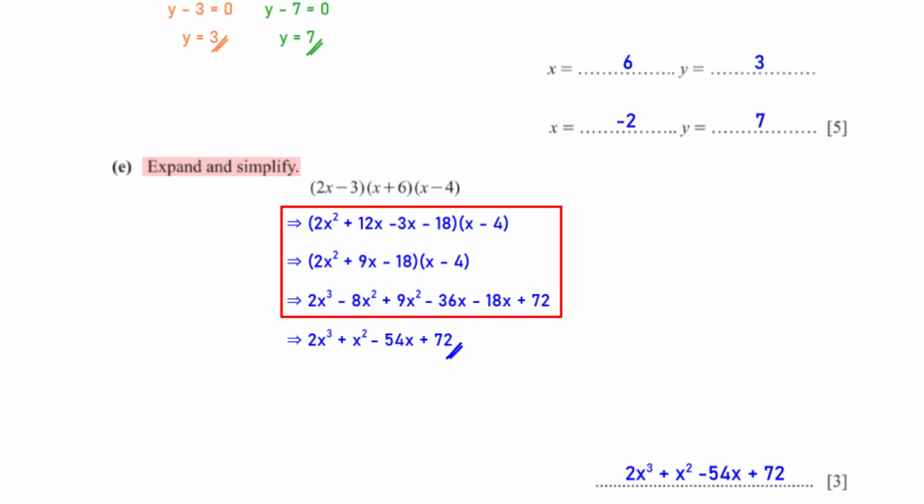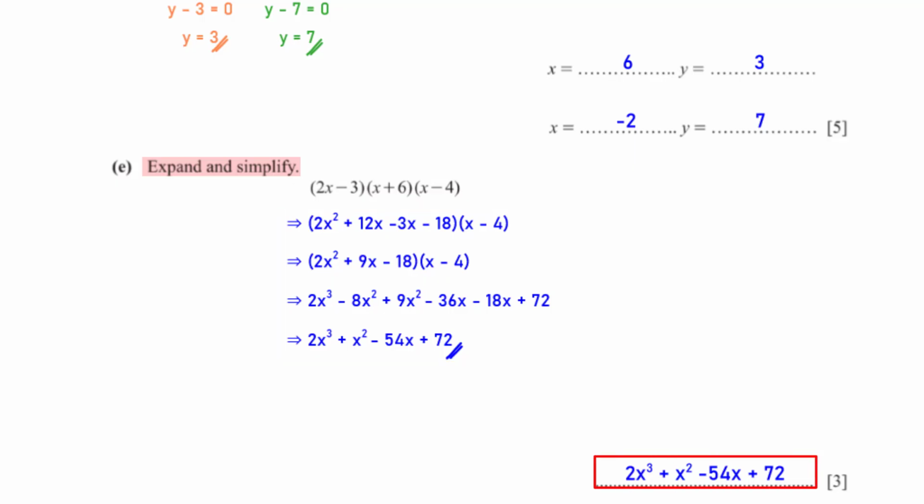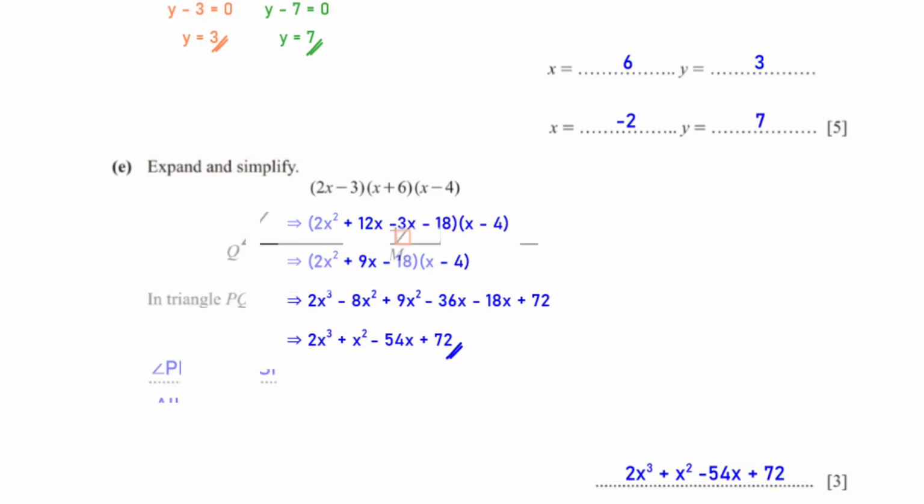Minus 18 times minus 4 is 72. When we group like terms, minus 8x squared plus 9x squared is x squared. Minus 36x minus 18x is minus 54x. So we have 2x cubed plus x squared minus 54x plus 72.